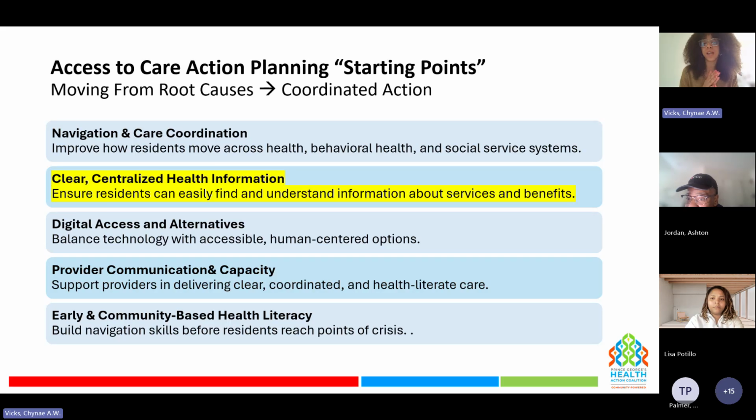And then we also recognize that even though we voted on starting with clear centralized health information, our broader goal, as well as some of the strategies that we develop, may naturally incorporate elements of some of these other starting points. So there might be some overlap when we really get into the specifics of our goal development as well as our strategies. That's totally fine.